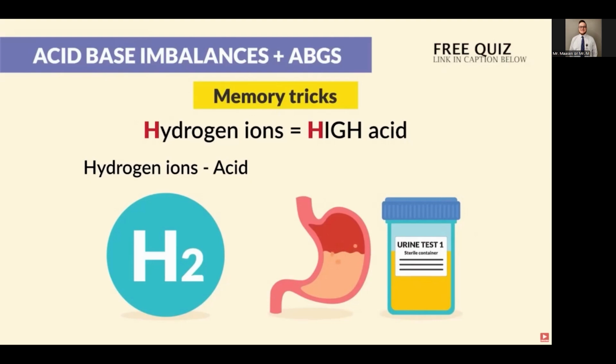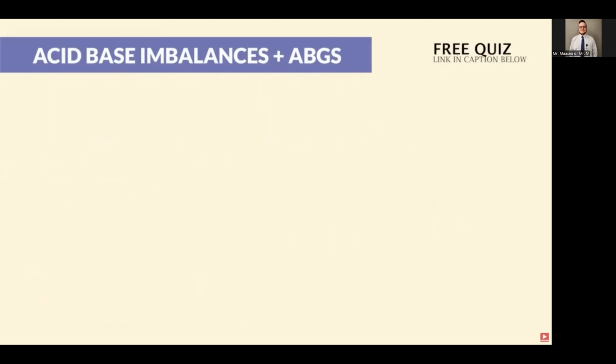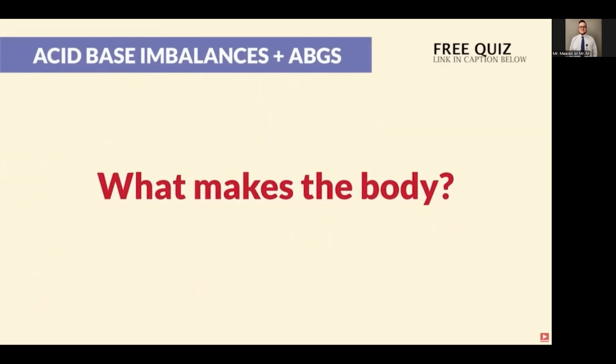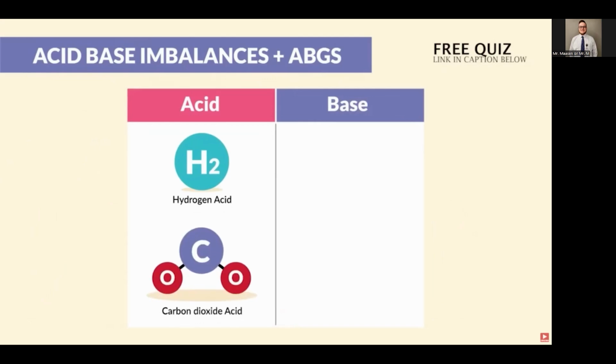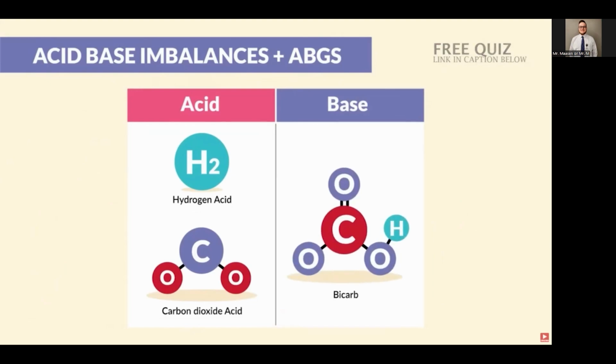Now, simply organize this in your mind. What makes the body acidotic? Well, hydrogen ions, think high acid, and carbon dioxide, just think carbon diacid. And for base, which makes us alkalotic, just think bicarb base.